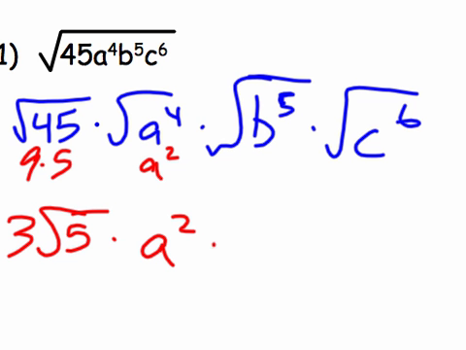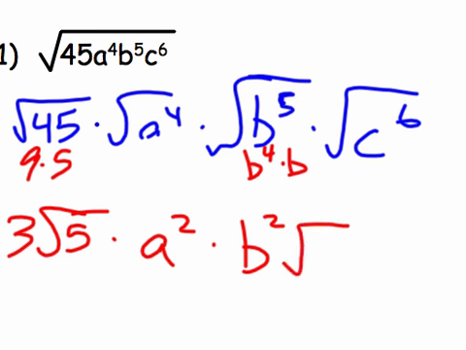And then I can break this into b to the 4th times b. Well, the square root of b to the 4th is b to the 2nd, and I still have that b inside the square root. And lastly, the square root of c to the 6th is c to the 3rd. But since it has an odd exponent, I need absolute value bars around it.